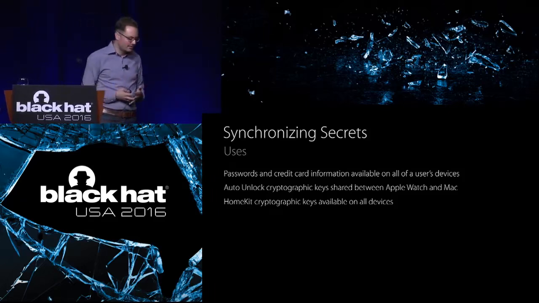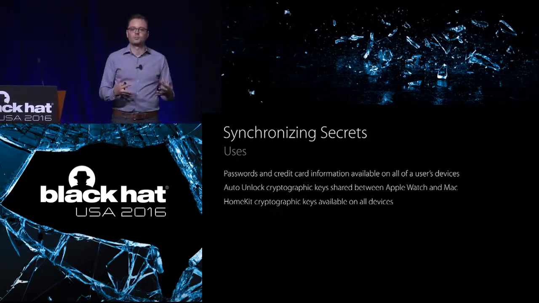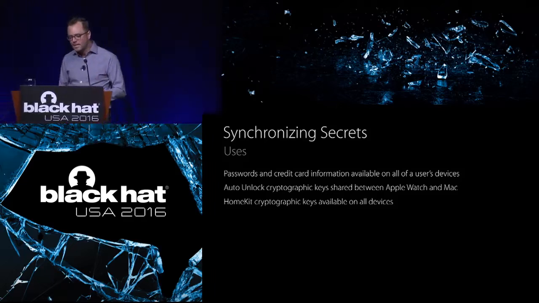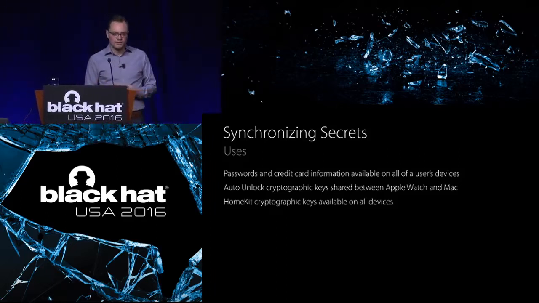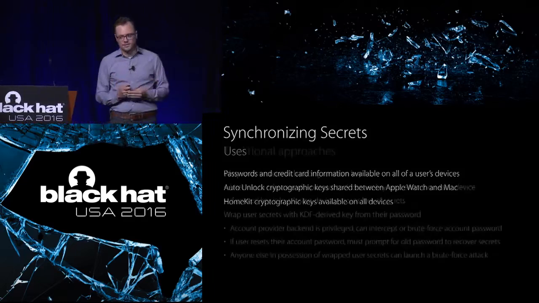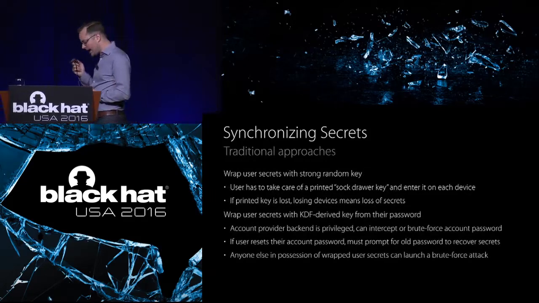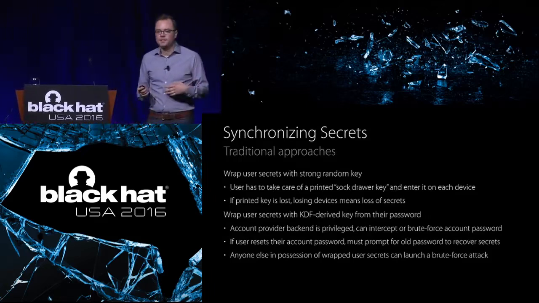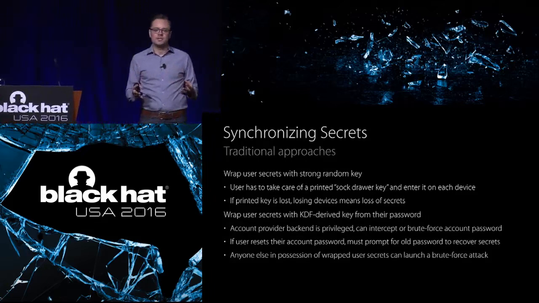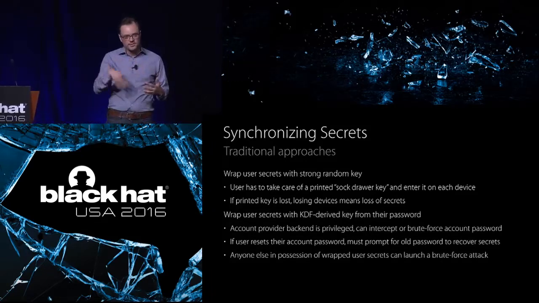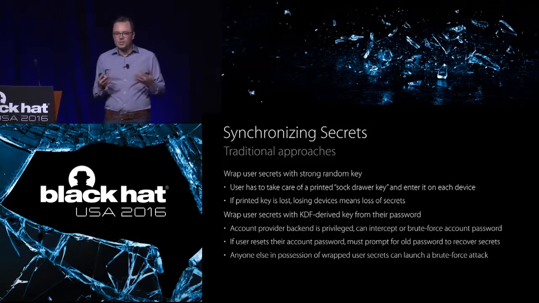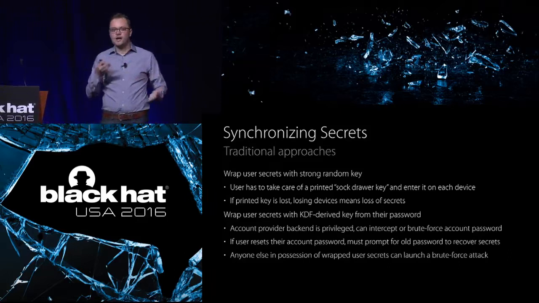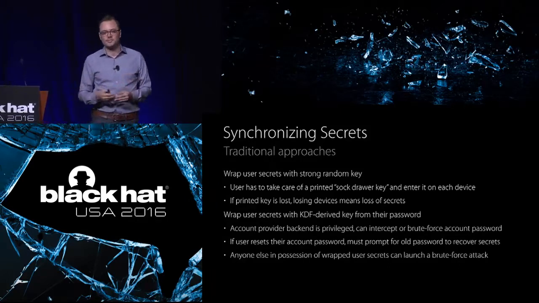And then HomeKit is another good example where we want all cryptographic keys to be available on all of the user's devices so they can control their HomeKit devices. And of course, there's bound to be many more uses for the ability to do this. And if you look at how synchronizing secrets has traditionally been done, there's basically been two approaches. Either you generate a strong random key that's going to be protecting all the rest of the secrets as they're moving, which means that usually the user has to print a key or write it down. And so it has the right cryptographic security level, but not an acceptable user experience.